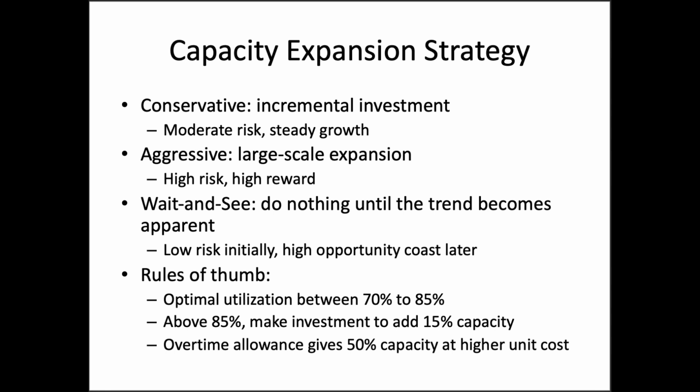A rule of thumb that may help you: most firms consider a utilization factor of 70% to 85% as the optimal level. When production utilizes over 85% of the capacity, that is to say, when the utilization factor goes beyond 85%, making equipment investment to add 15% of production capacity at a time is considered optimal by most firms.